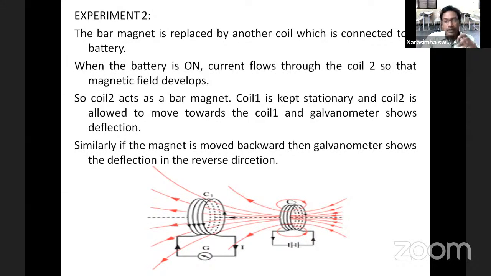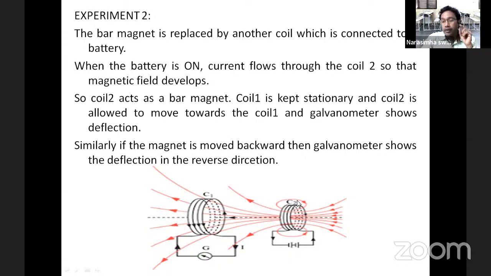Now, in the second demonstration, the bar magnet is replaced by another coil which is connected to the battery. Observe this diagram. The coil 2 is connected to the battery here.